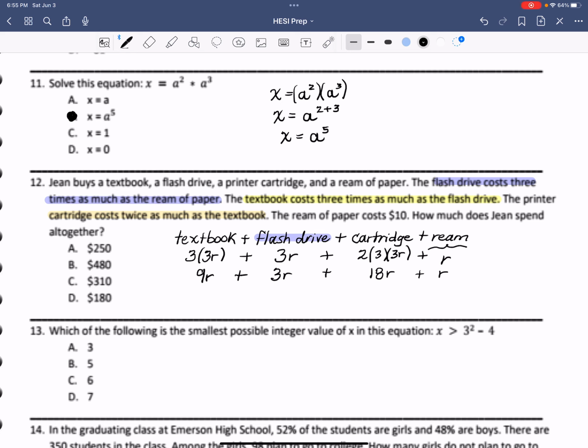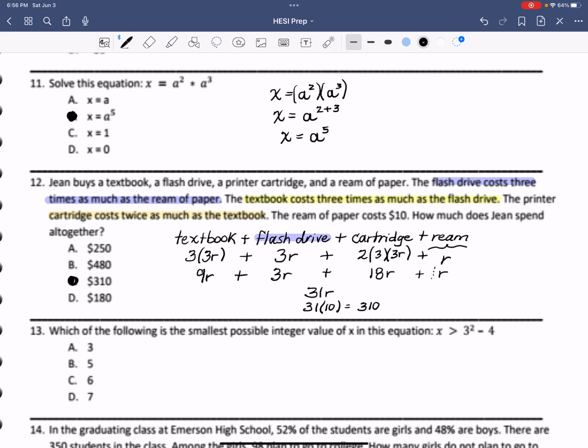So let's add up all of our R's. And I'm going to do this on the calculator because I know myself. 9 plus 3 plus 18 plus 1. Remember, if you don't see a coefficient, it's a 1. So that gives me a total of 31 R's. And the ream of paper was $10. So 31 times 10 is $310.